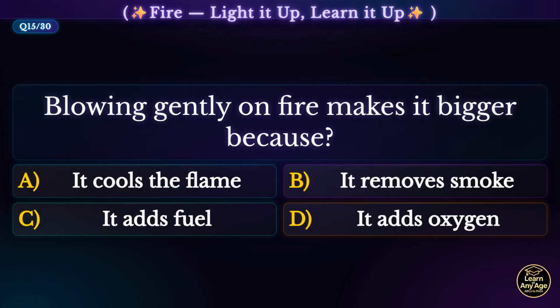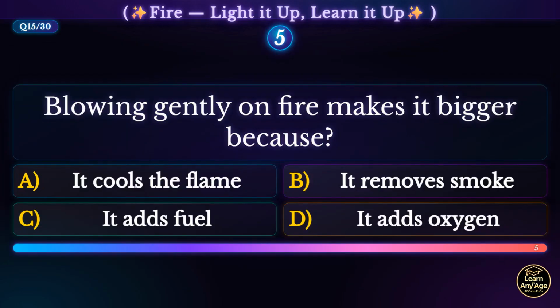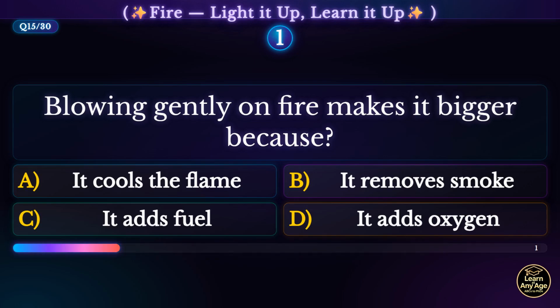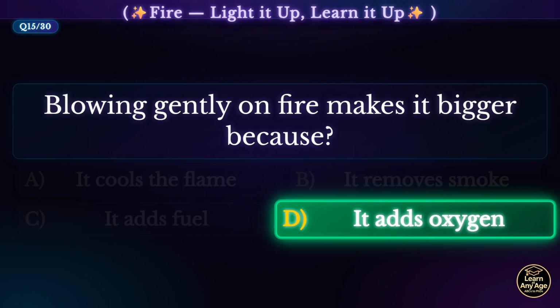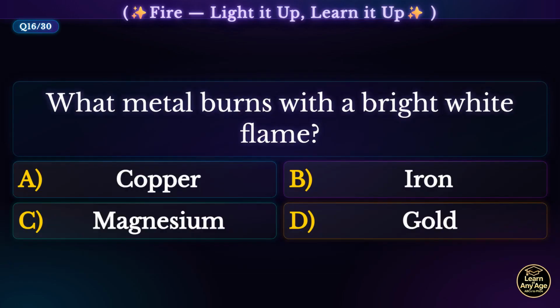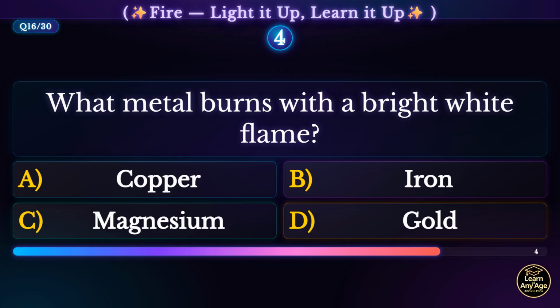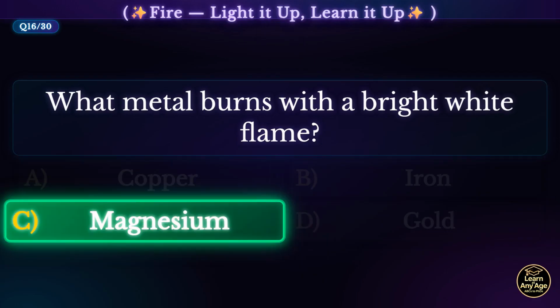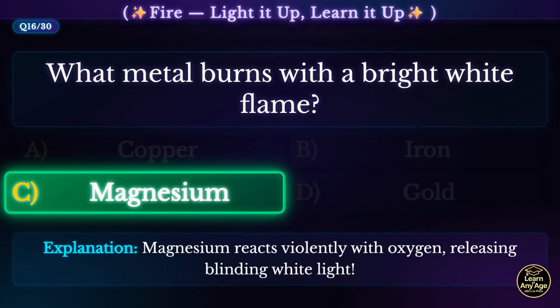Blowing gently on fire makes it bigger because? It adds oxygen. More oxygen equals faster combustion. What metal burns with a bright white flame? Magnesium. Magnesium reacts violently with oxygen, releasing blinding white light.